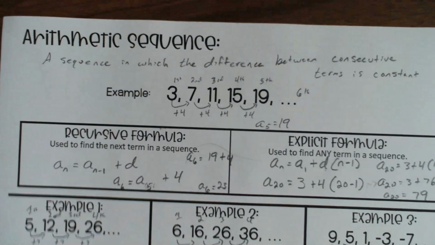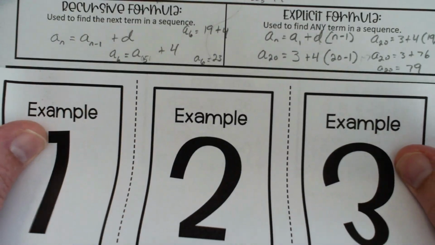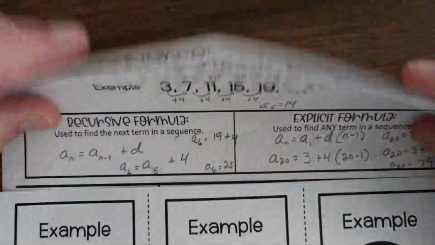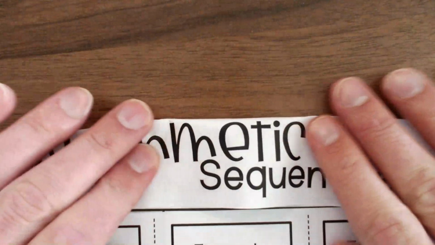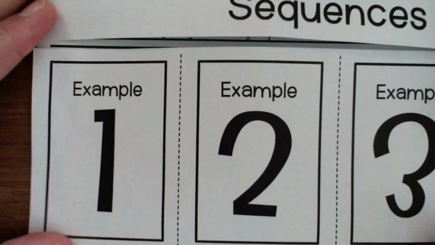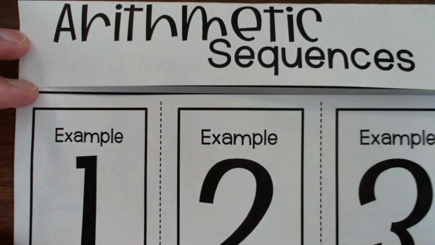This concludes our notes for the arithmetic sequences. To fold this, you fold this part up to here, and then you fold this part down to here. And there you go. That's the notes for arithmetic sequences.